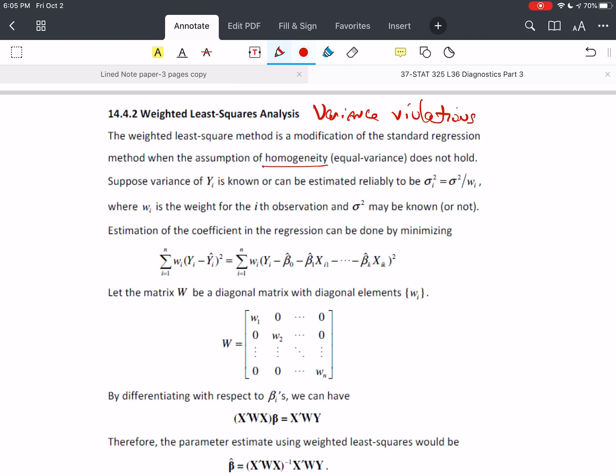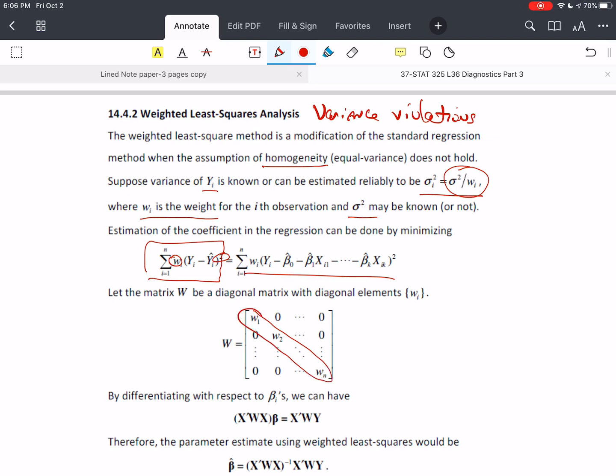Okay, so suppose that the variance of yi is known or can be estimated reliably to be sigma squared divided by some weight wi, where wi is the weight of the ith observation. Sigma squared may be known or not known. So we're going to estimate the coefficients in the regression equation by minimizing this expression here, where we're multiplying a weight times the square of the residual. Okay, and so by squaring this and working it out, we get this expression, and we're going to let W be a diagonal matrix where the weights are along the diagonal.